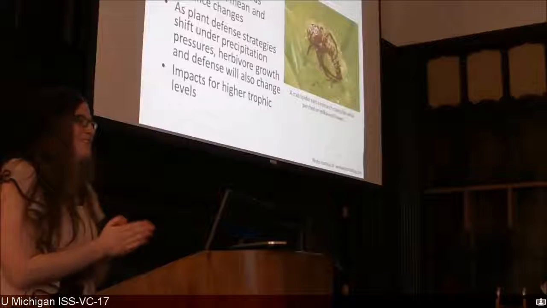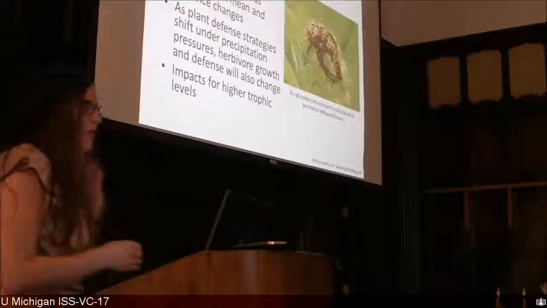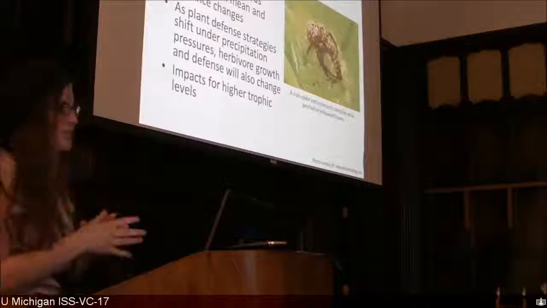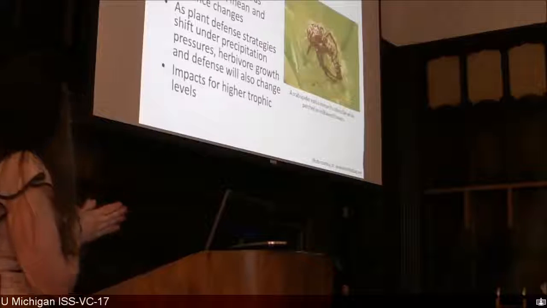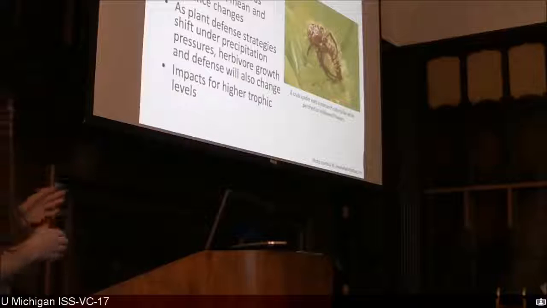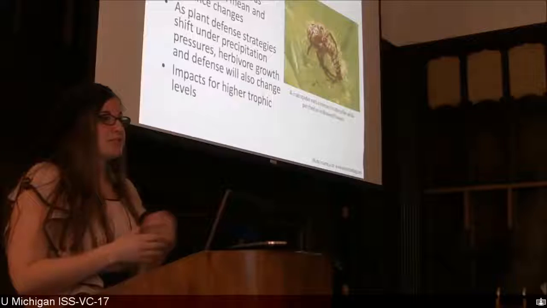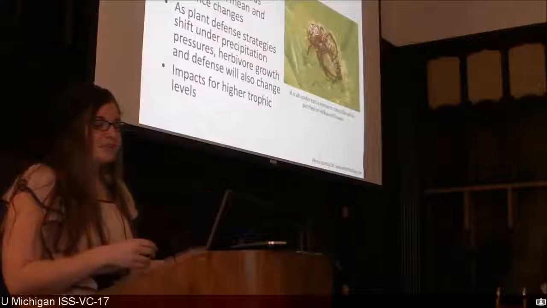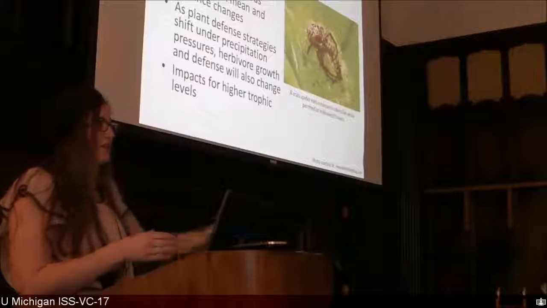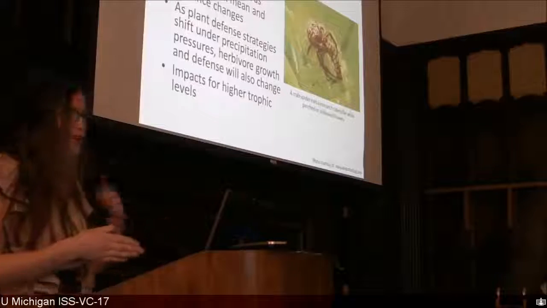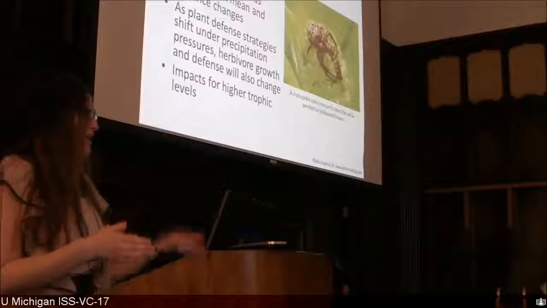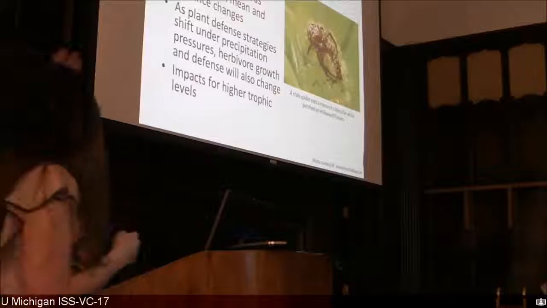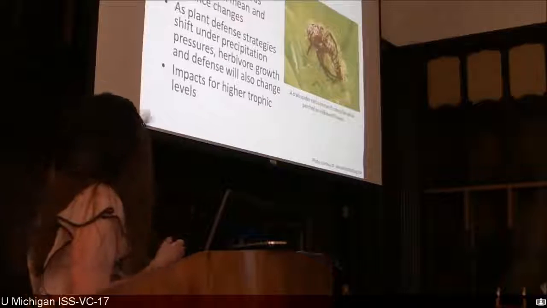So while I haven't analyzed all of my data yet, I wanted to present you with some conclusions so far: that plants at different latitudes have different strategies for defending against herbivores, and these strategies may shift as precipitation changes. And as plant defense strategies shift, this could have consequences for herbivore growth and defense. And thinking even higher, there could be impacts for other trophic levels, such as this predator, this crab spider eating a caterpillar.